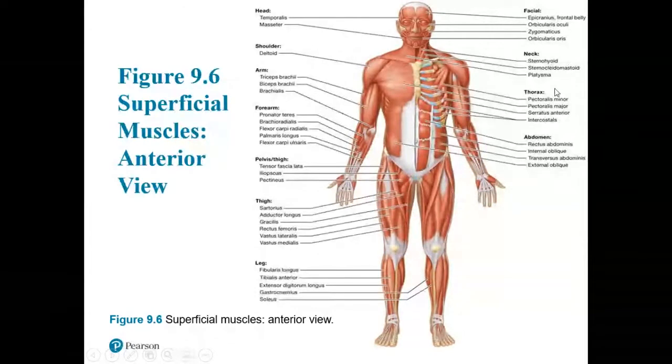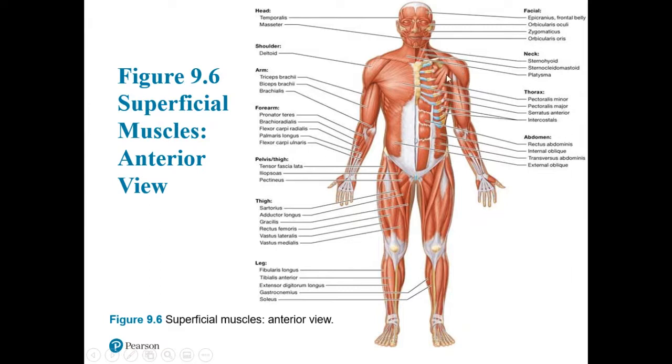Let's move on to this side and talk about the thorax. The thorax, otherwise known as the chest, the thoracic cavity. We have pectoralis minor, pectoralis major, serratus anterior, and intercostals. These two have already been talked about, the pectoralis major. That one I've already discussed.